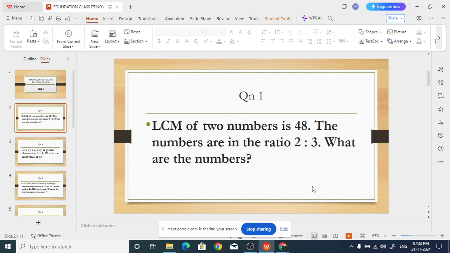I will read the question once again. LCM of two numbers is 48. The numbers are in the ratio 2:3. What are the numbers?